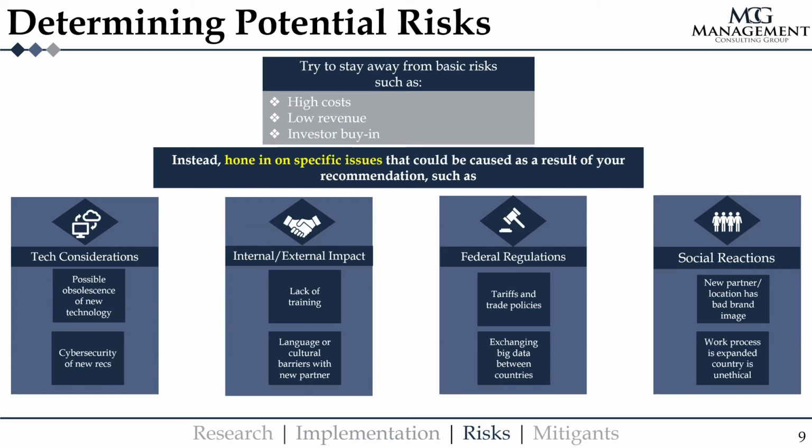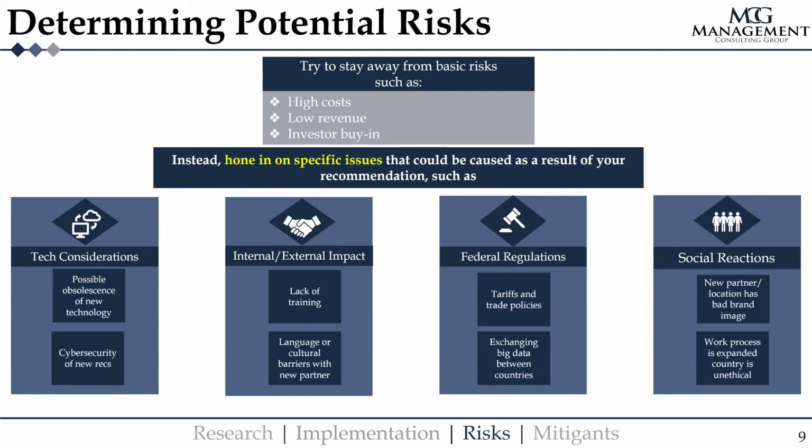First is tech considerations. If you're implementing new technology, is there the possibility that this will become obsolete in a few years? Is there the need to have good cybersecurity with it? So there's some things to consider: internal and external impact. If you need to hire new employees, are you going to have to train them? If you're involving a recommendation that is international, is there going to be a language or a cultural barrier with your partner? Likewise, federal regulations. Are there tariffs or trade policies with your recommendation that need to be considered? The exchange of big data between countries, that can be complex.